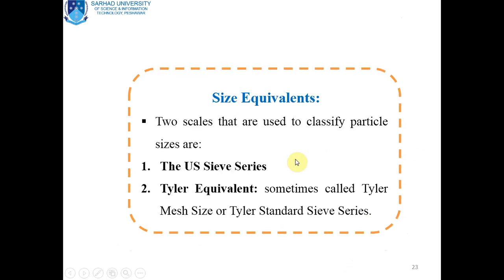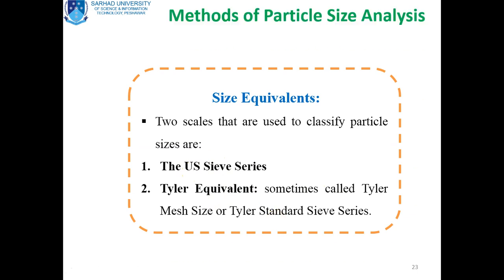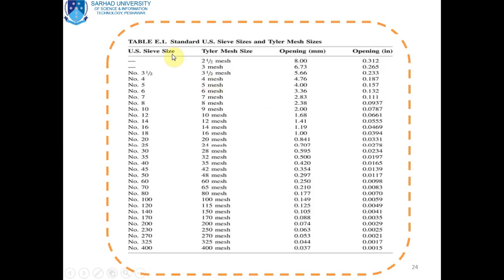For the size equivalence scale, there are two scales that are used to classify particle sizes. One is the US sieve series, and the second is termed the Taylor equivalent, and sometimes the Taylor equivalents are also called the Taylor mesh size or Taylor standard sieve series. And this is the table for the US sieve series.